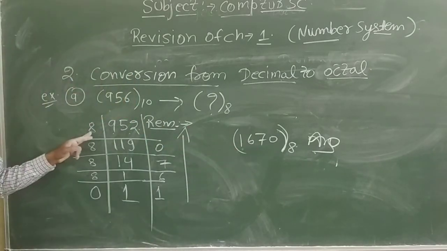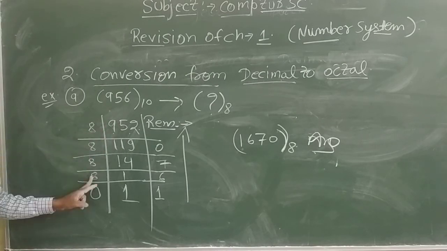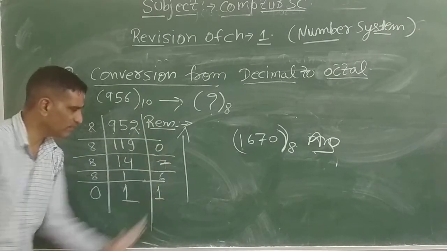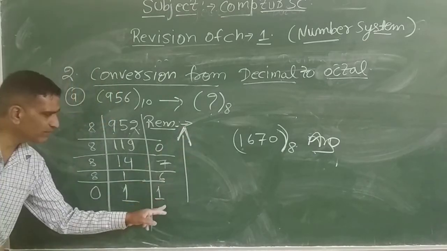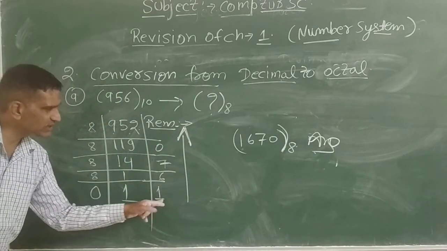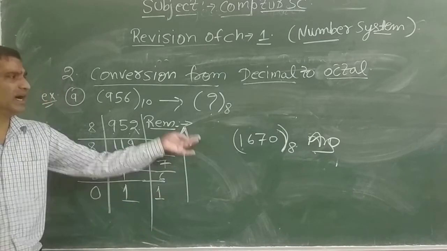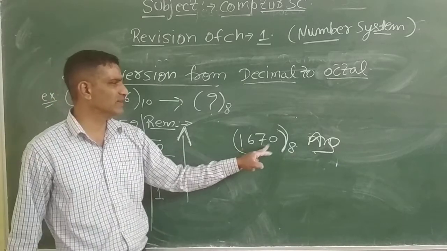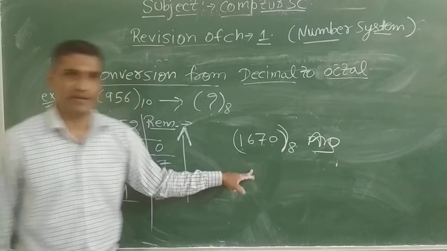Again we have to see this method: every number divided by 8, and now we have to write this number series. The remainders, this arrow means we have to write this number system, the remainders from down stairs to up stairs. 1670. We have to write in this form. This is the octal series number.